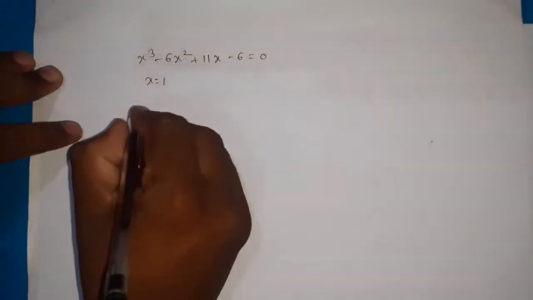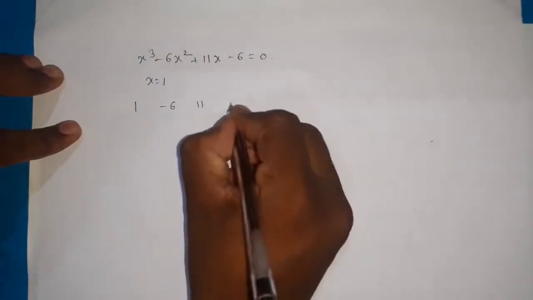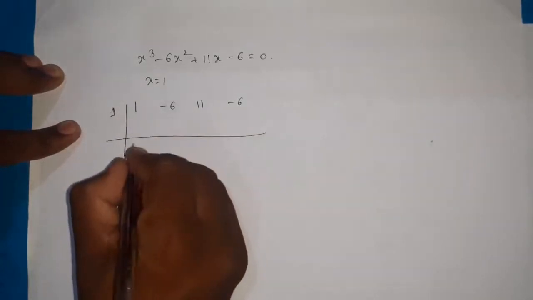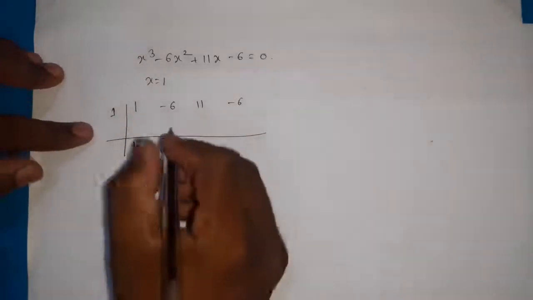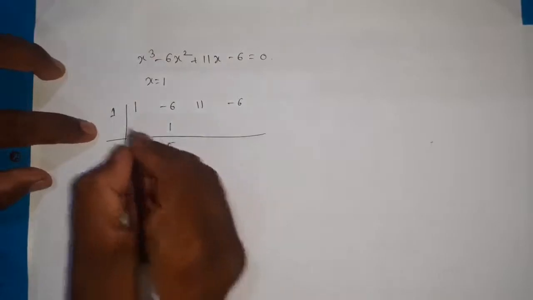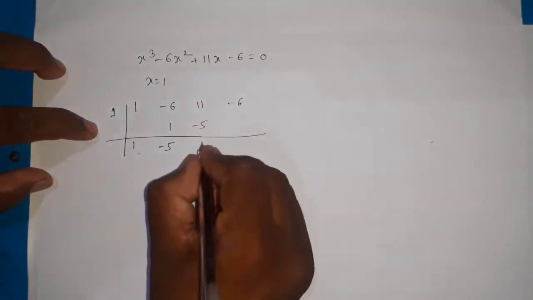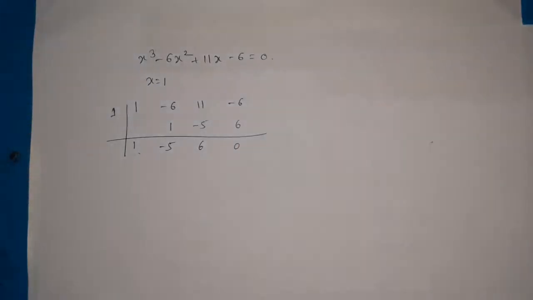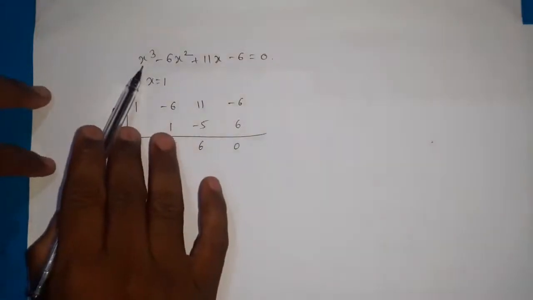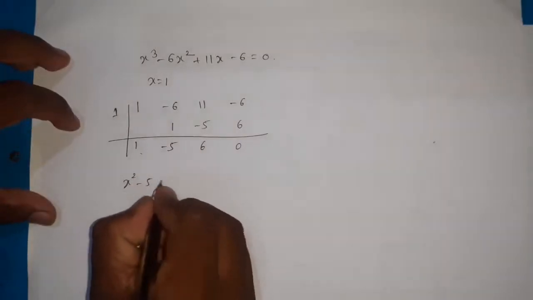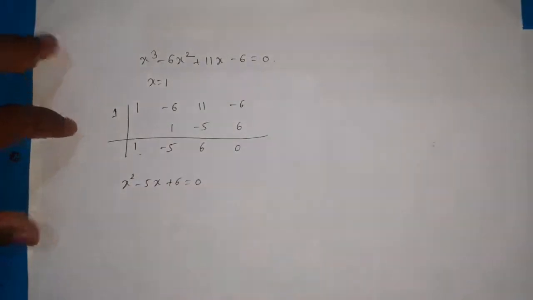Then using the synthetic division, first write all the coefficients 1, minus 6, 11, minus 6 and here first root is 1. Now use the 1 as it is. Then 1 into 1 is equal to 1 and minus 6 plus 1 equal to minus 5. Then minus 5 into 1 is minus 5 which is equal to plus 6. Then 6 into 1 is 6, it is equal to 0. So therefore the cubic equation reduced to the quadratic equation, that is x square minus 5x plus 6 equal to 0.